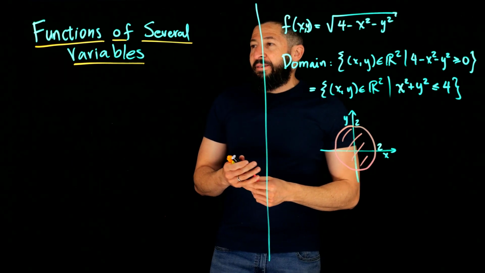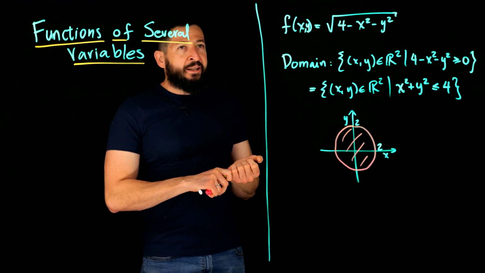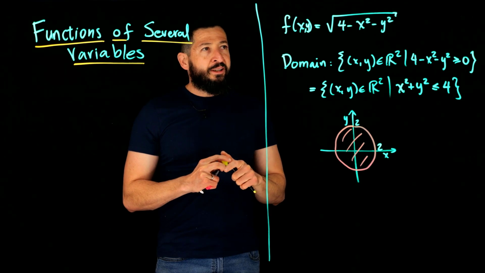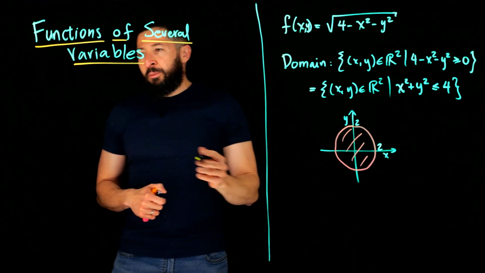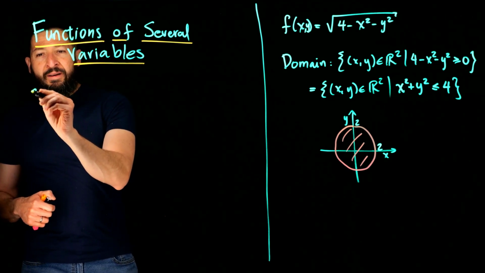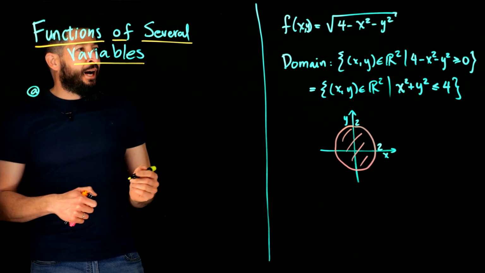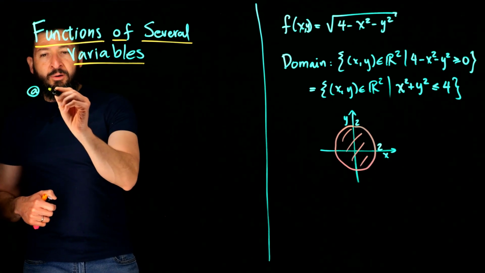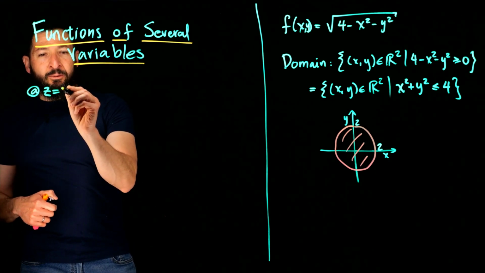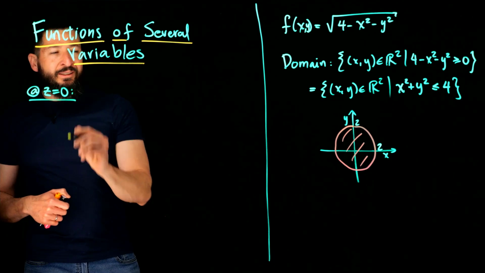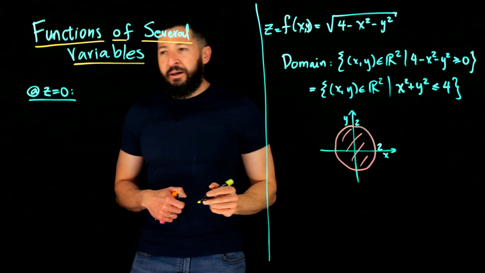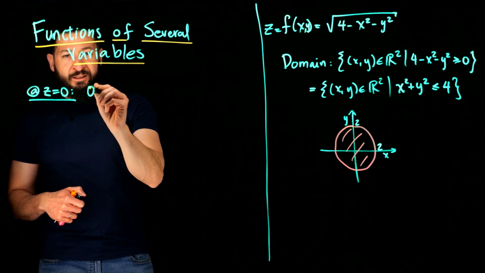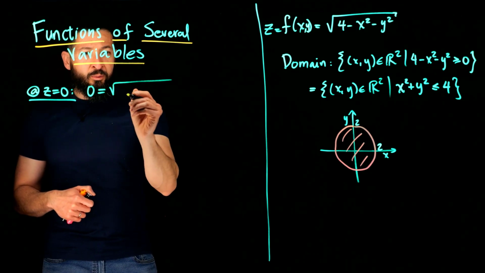So to do this graph, I'm going to introduce the idea of a level curve. I told you that the values that the function would take would be between 0 and 2. So I'm going to start looking at what happens when the function takes the value z equal to 0. When z is equal to 0, and I'm calling z the f of x, y, then this equation is satisfied.